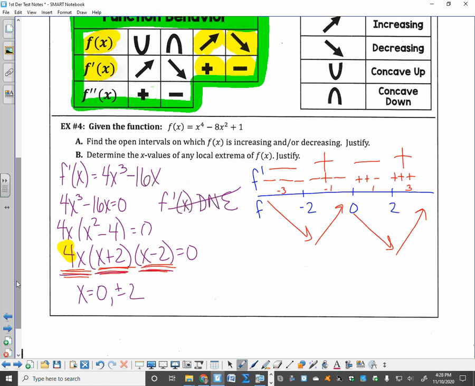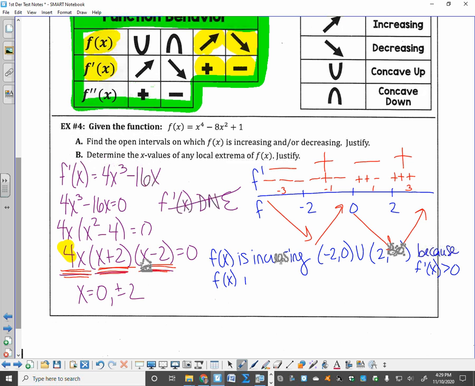So here, what did it want? Find the open intervals on which we're increasing or decreasing. Okay, so here's the fun part. f of x is increasing on the open intervals from -2 to 0 and 2 to infinity, because f prime of x is greater than 0. f of x is decreasing from -infinity to -2 and from 0 to 2, because f prime of x is negative. Okay, so that's part A.